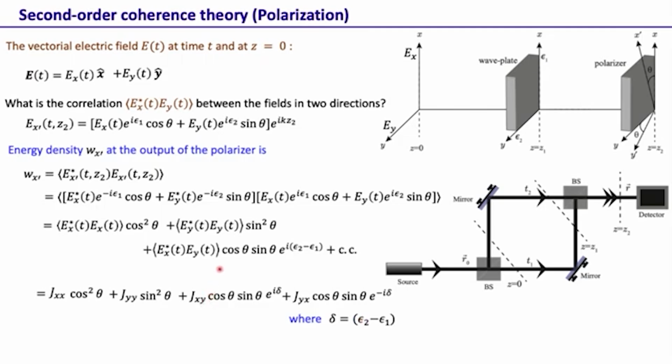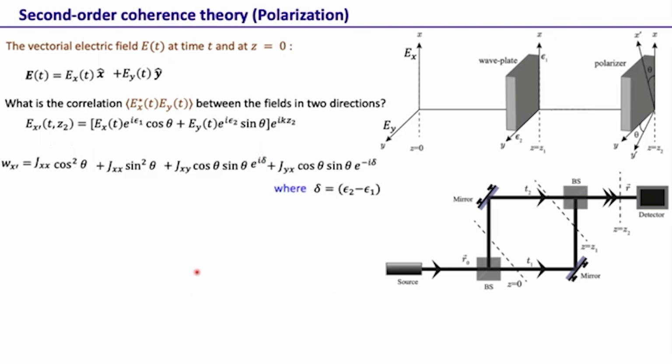And now we see that this quantity E star x Ey, which we are writing as Jxy, is the quantity we are after, and this we can find by studying this intensity at the polarizer. This is again very similar to what we did for time and space, where we look at the intensity at this point, and by looking at the variation of the intensity at this point, we find out the correlation between the fields at T1, T2. Similarly here, by looking at the variation of the intensity at the output of the polarizer, we hope to find this quantity E star x Ey, which is the correlation between the fields in two different directions.